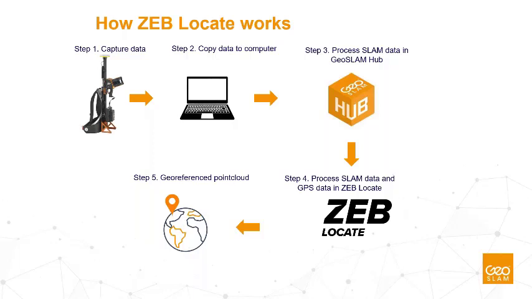You first process your SLAM data in the hub software, and then using our separate application again, you process the SLAM data together with the GPS data. And this ZEP Locate software takes care of that these data are synchronized together. And as a result, you receive a georeferenced point cloud. So that's it. The use here is very simple.